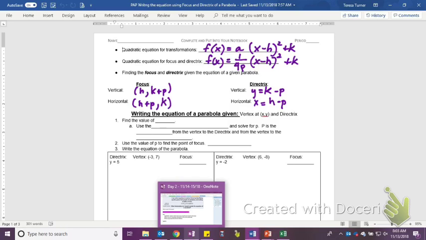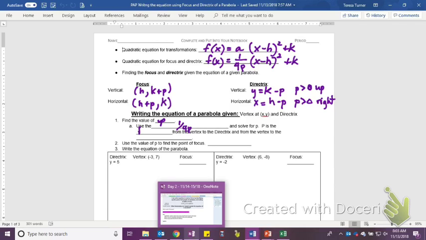One other thing that you should add is that in a vertical parabola, when p is greater than 0, it opens up, and less than 0, it opens down. In a horizontal parabola, when p is greater than 0, it opens right. So, to find the value of p, you use the value 1 over 4p and solve for p.